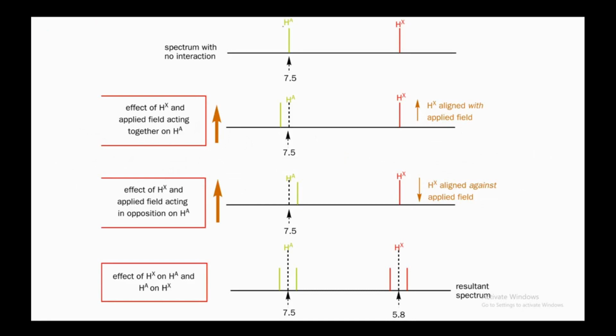Now if you look at this, this is the HA and this is the HX spectrum with no interaction. This peak is at 7.5 ppm and this peak is at 5.8 ppm. So, the effect of HX and the applied field acting together on HA. This is the applied field, and this is HA, with HX aligned with the applied field. So they act in the direction of the applied field.